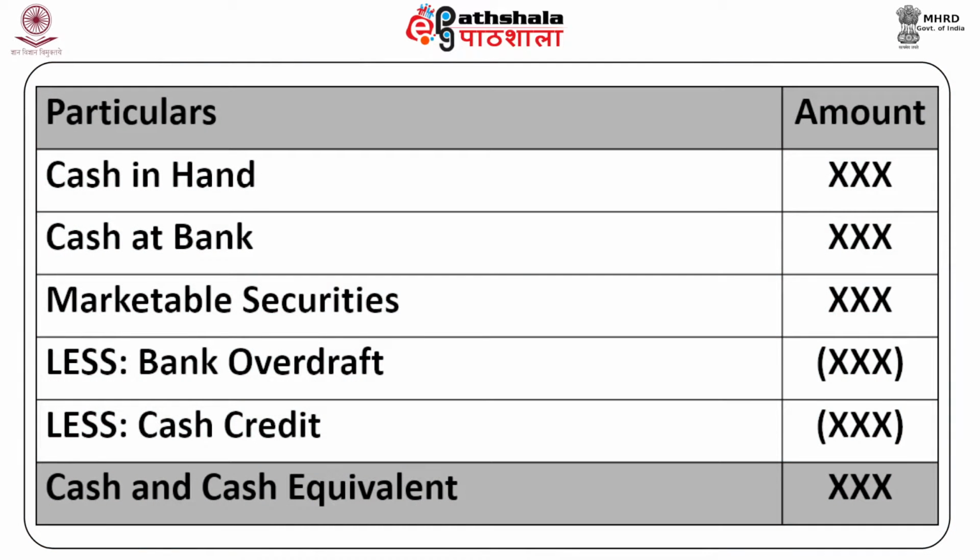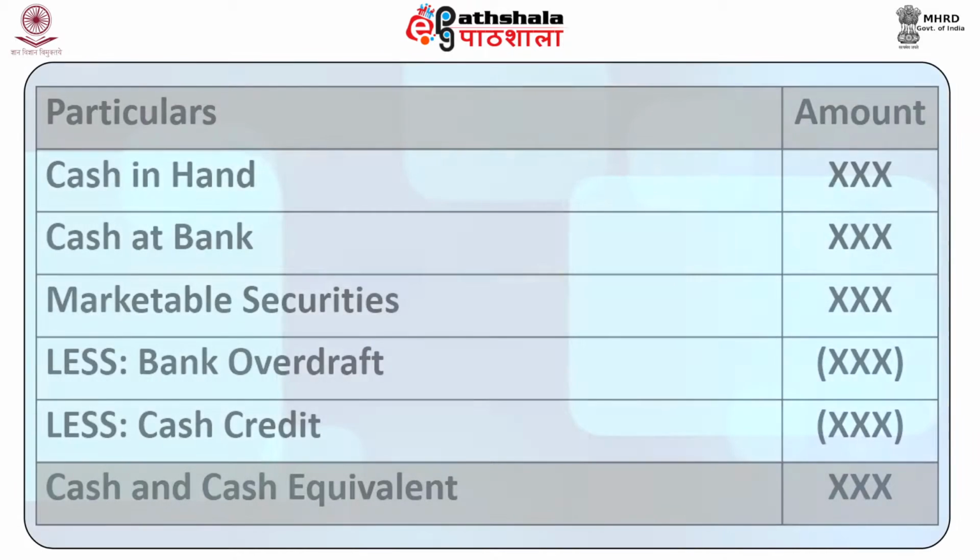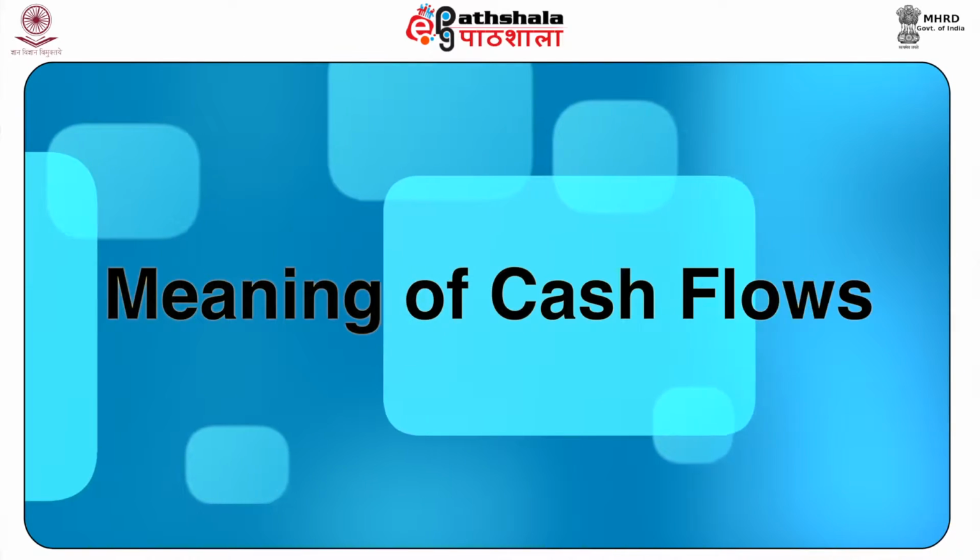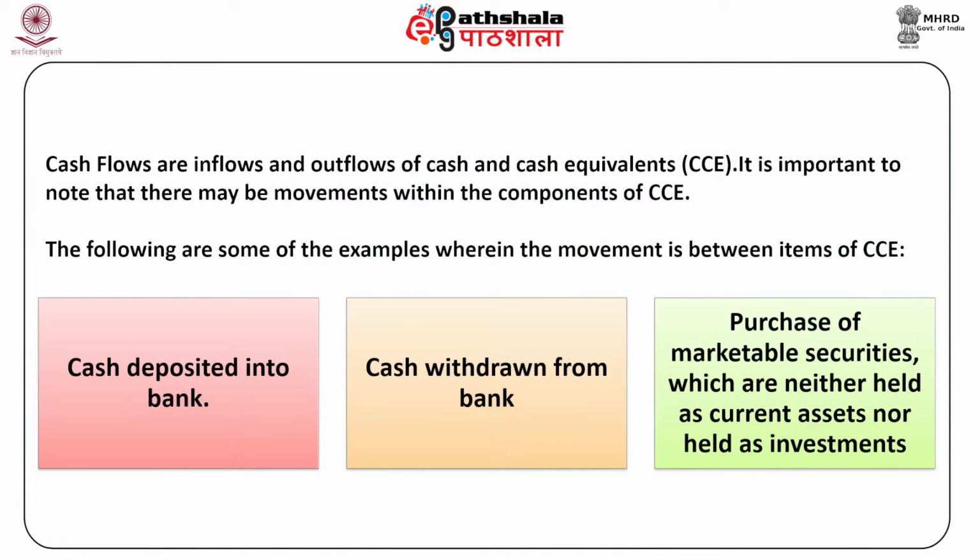Cash and cash equivalents is calculated in the following manner. You see the particulars: cash in hand, cash at bank, marketable securities, less bank overdraft, less cash credit. This gives cash and cash equivalent. Meaning of cash flows: cash flows are inflows and outflows of cash and cash equivalents (CCE).